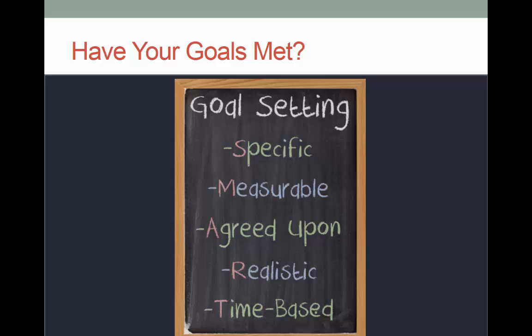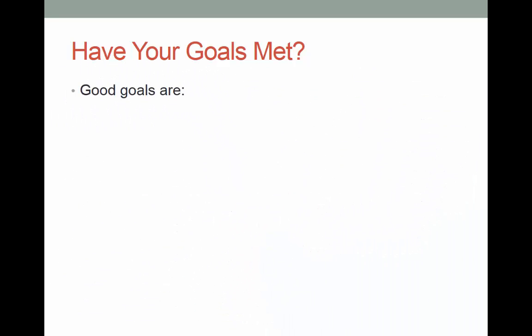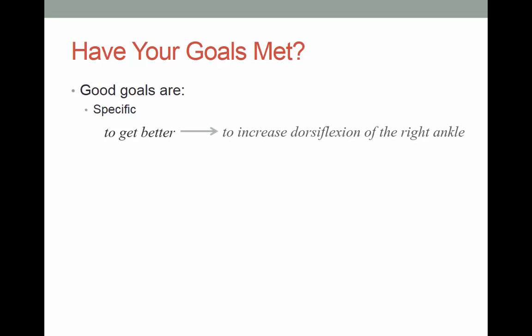To determine progress, we need to have goals. Good goals are SMART. They are specific, measurable, attainable, realistic, and have a time frame. Goals need to be specific. To get better, we may need to increase dorsiflexion in the right ankle, for example.